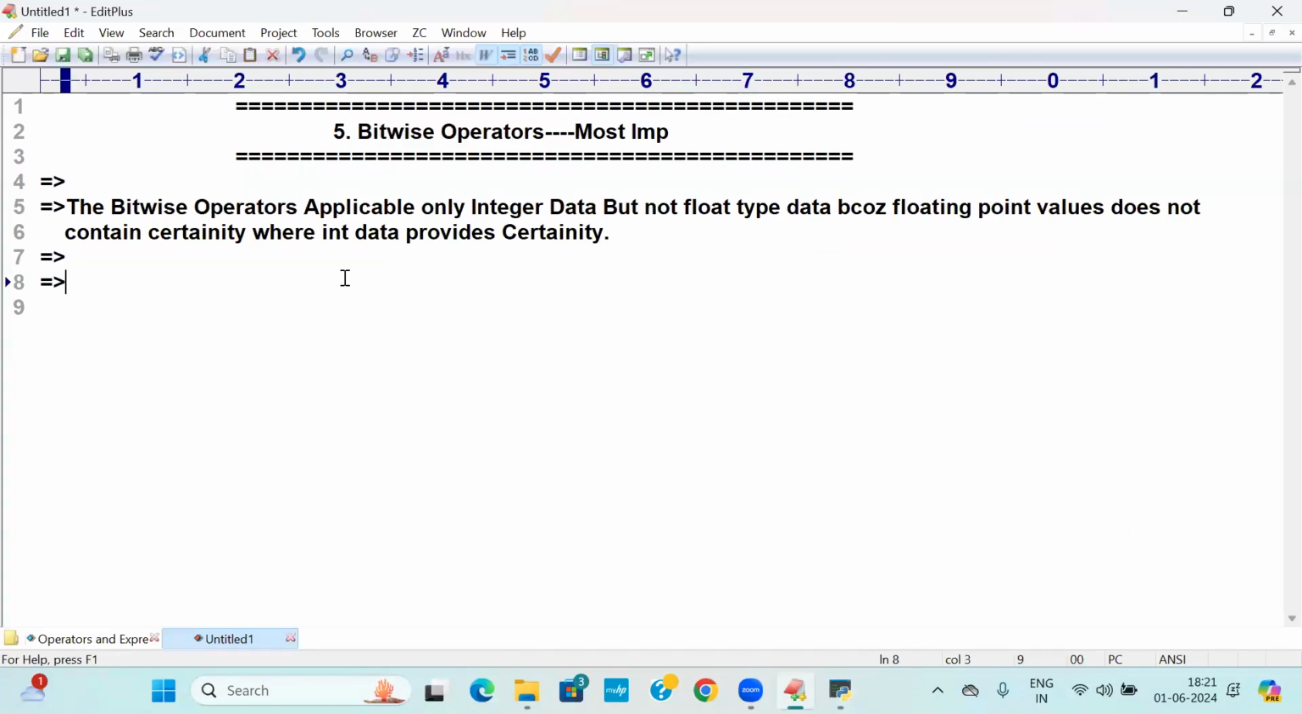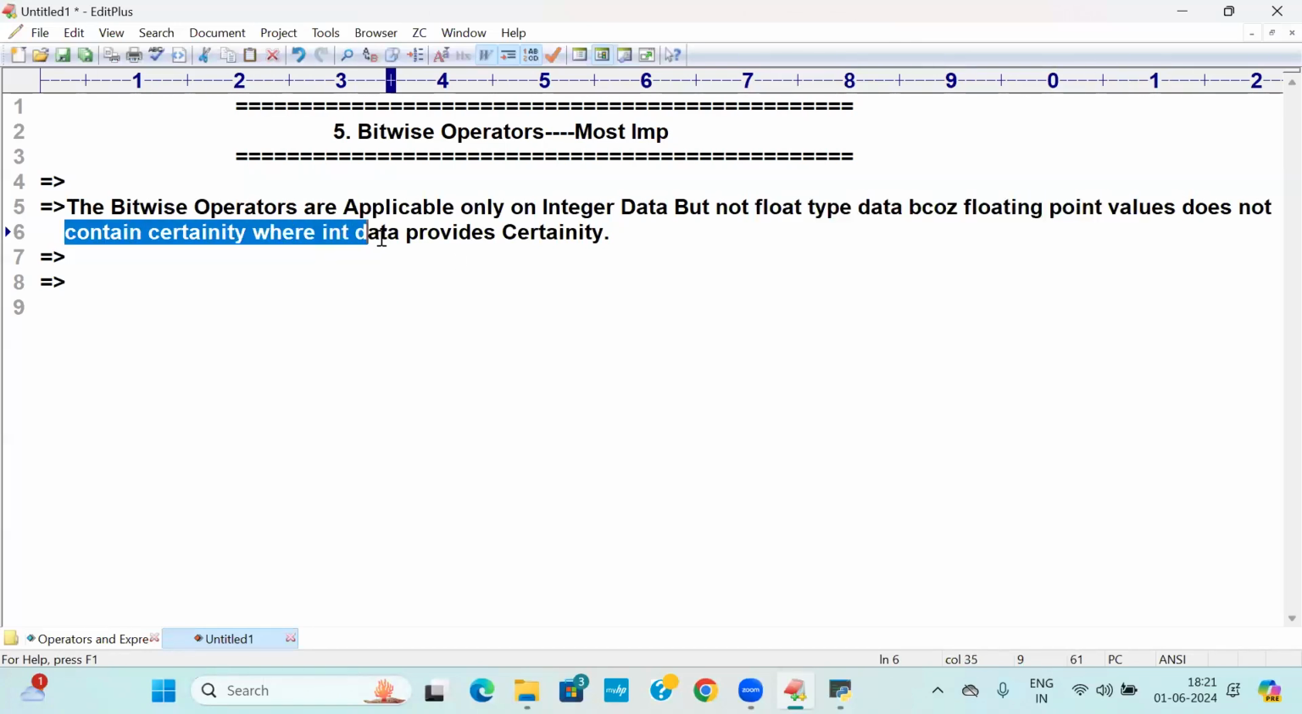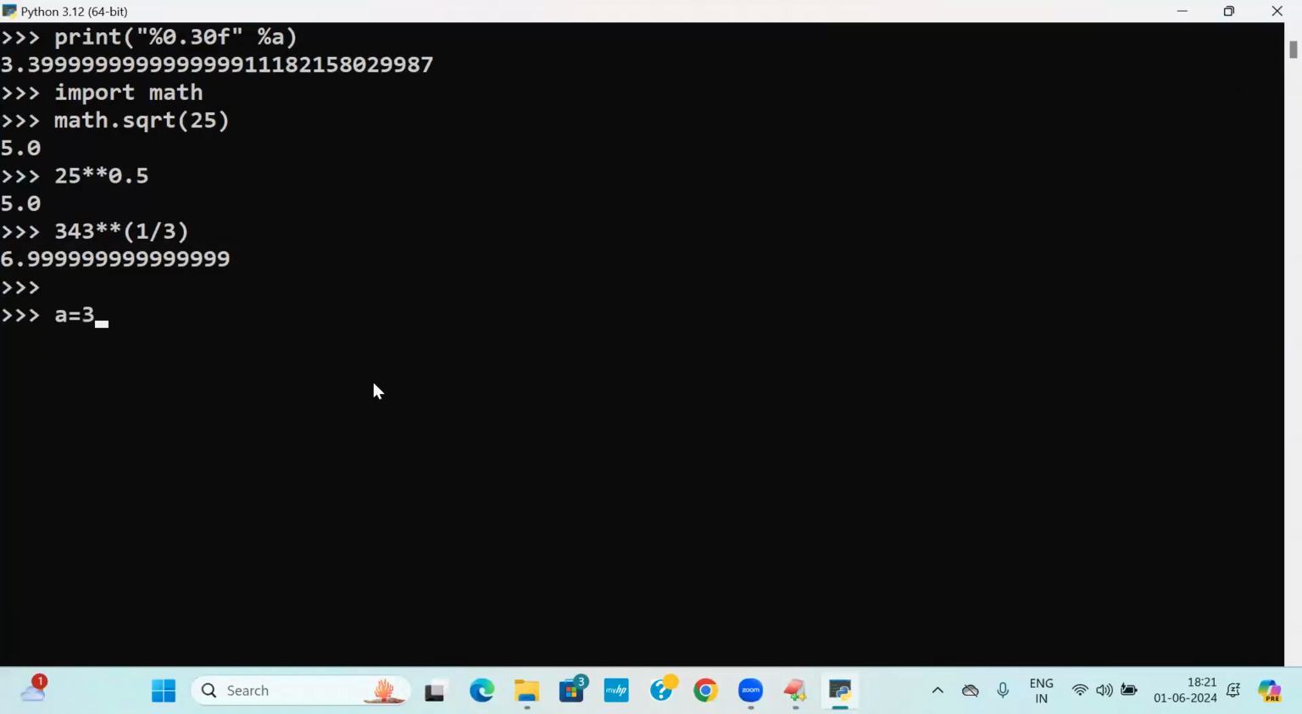So first question, bitwise operators are applicable only on what? Only on integer data, but not on float type. Because the floating point values do not contain certainty, whereas int data contains certainty. Let me go for a is equal to 3. Print this a, 5 only. Print of this 0.55, 3 point only.